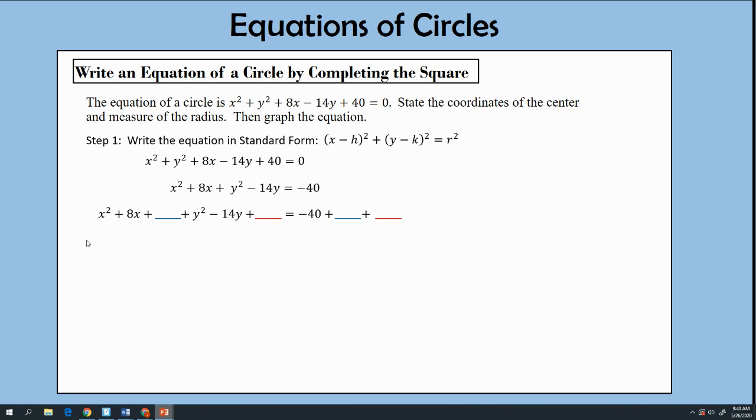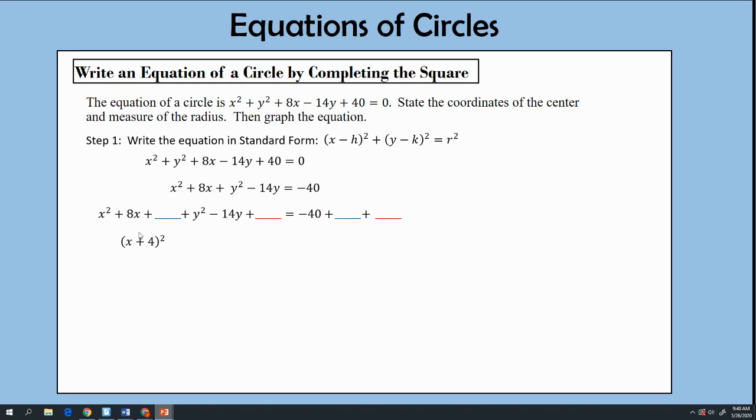Now, completing the square is not that difficult. What we're going to do to complete the square, we'll look right here at the x's, is take half of the coefficient of x. So half of 8 is 4. That's the number that's going to be in our binomial, 4. So right now I know my binomial is x plus 4 quantity squared.